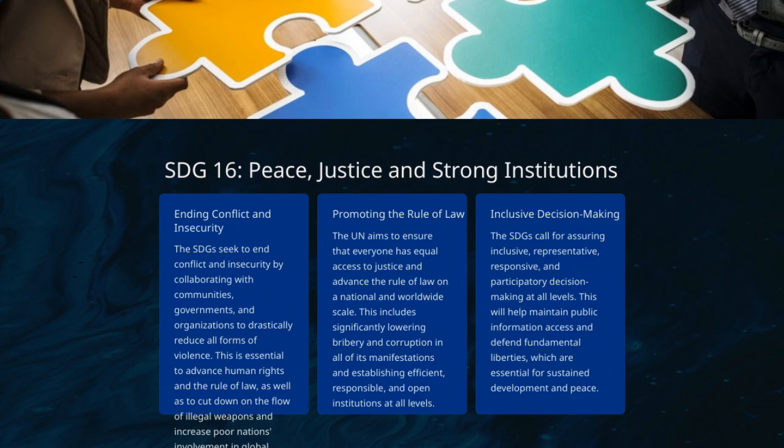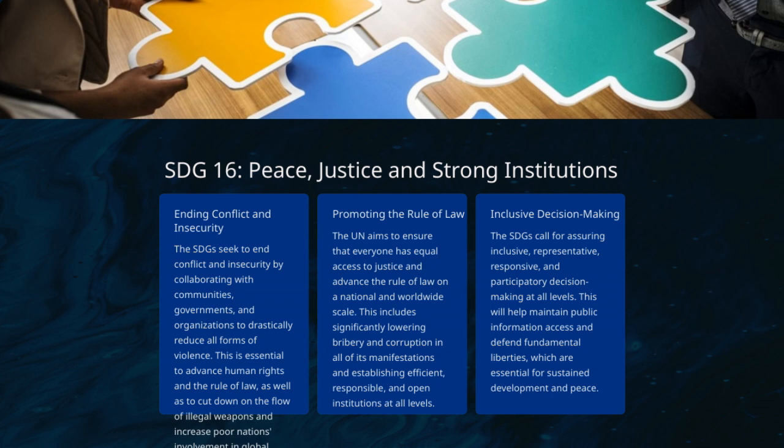When we talk about inclusive decision-making, the United Nations is committed to making sure everyone has equal access to justice. This means working to advance the rule of law both nationally and globally. A key part of this effort is to significantly reduce bribery and corruption in all their forms, which undermine trust and fairness. We also aim to establish efficient, responsible, and transparent institutions everywhere, whether in local communities or at the highest levels of government. This transparency and accountability are essential for building strong, trustworthy institutions.